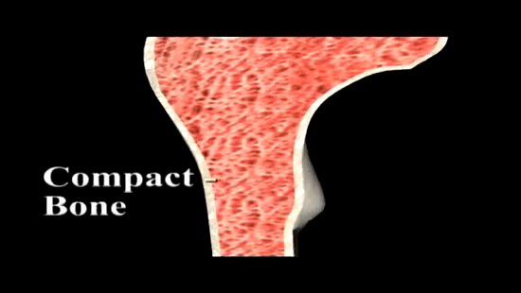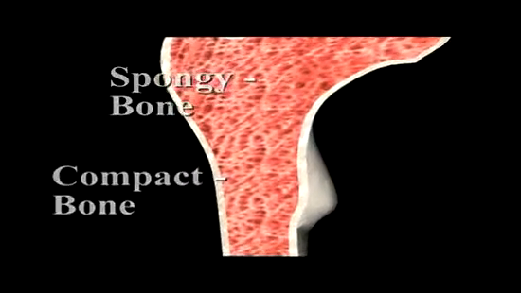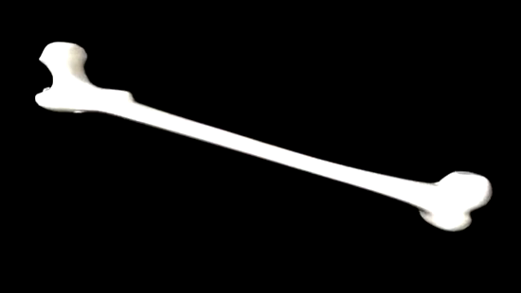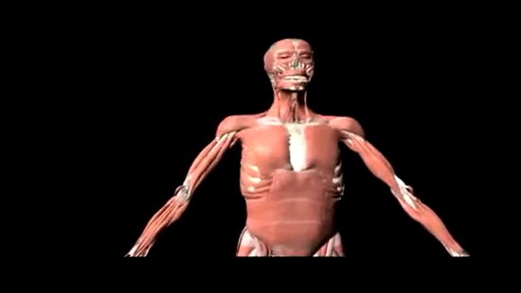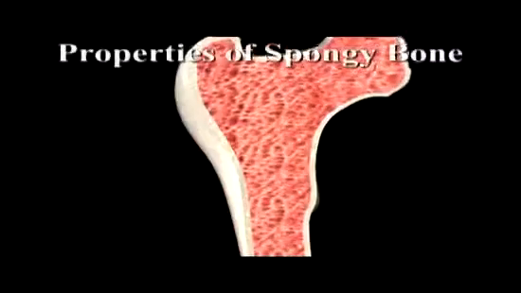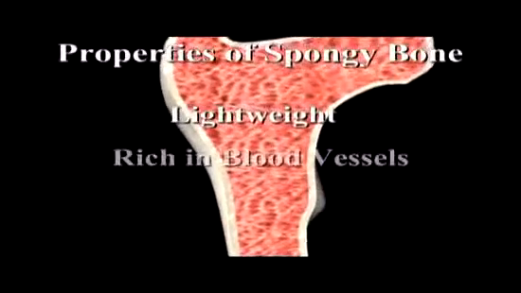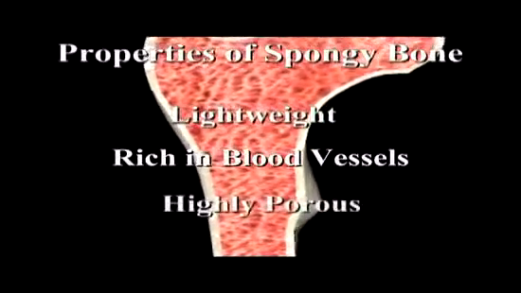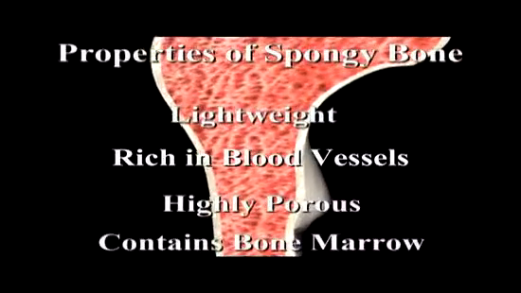Our bones consist of an outer shell of compact bone and an interior of spongy bone. Compact bone is dense and strong and provides an attachment site for muscle. Spongy bone is lightweight, rich in blood vessels, highly porous, and contains bone marrow, where blood cells are formed. While bone resembles cartilage, the collagen fibers of bone are hardened by deposits of calcium phosphate.